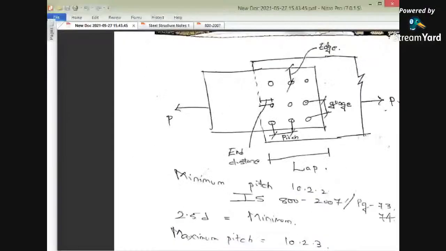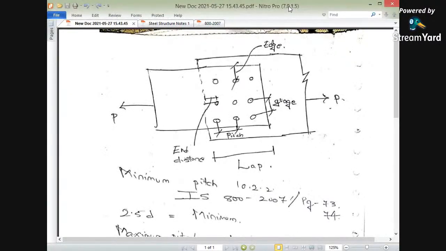So already in the last lecture we have discussed the connections. We have seen the bolted connection and welded connection. Again in today's lecture we will have some more concepts regarding the connections. We will start first with the bolted connections, and after that we will switch over to the welded connections, because these two, bolted and welded connections, are the most commonly used nowadays.